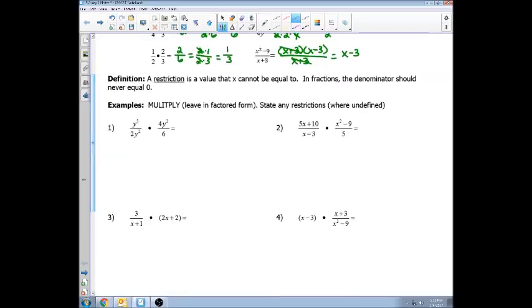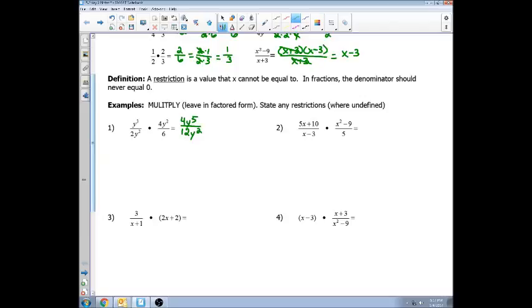Problem number 1, I have y to the third times 4y squared, y to the third over 2y squared times 4y squared over 6. What I'm going to do first is go ahead and multiply straight across. So I'd end up with 4y to the fifth over 2y squared times 6 would get me 12y squared. At this point, I have two monomials. According to our steps, if I have a monomial, I can leave it alone for a second. Since it is a monomial, I can drop down to step number 4, which is state any restrictions.